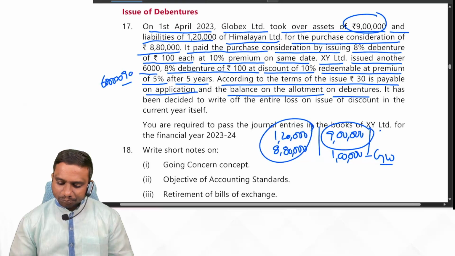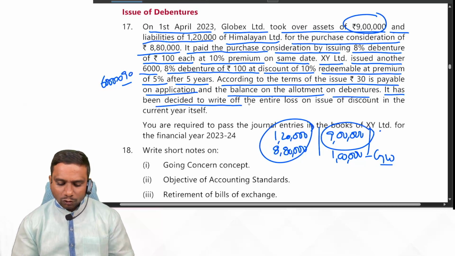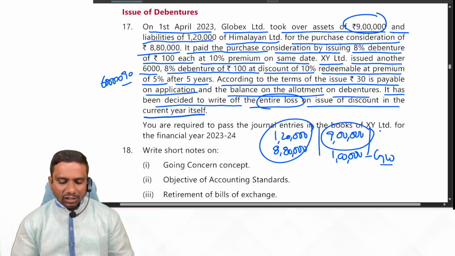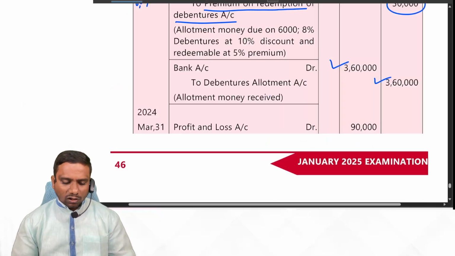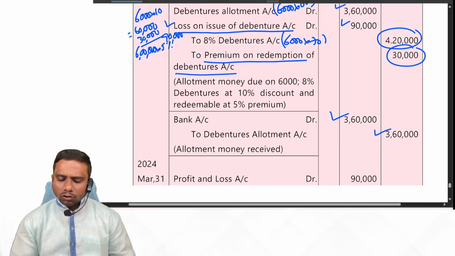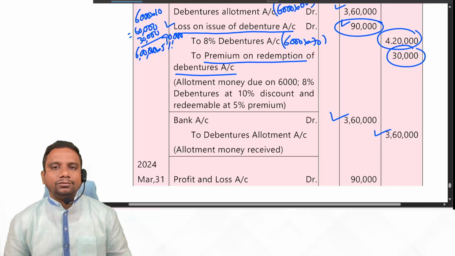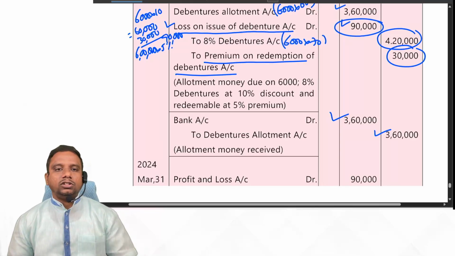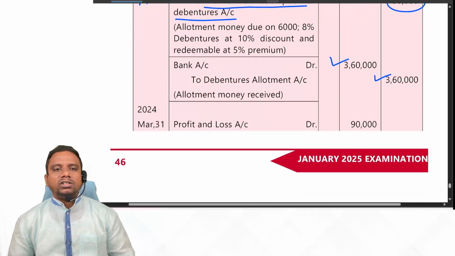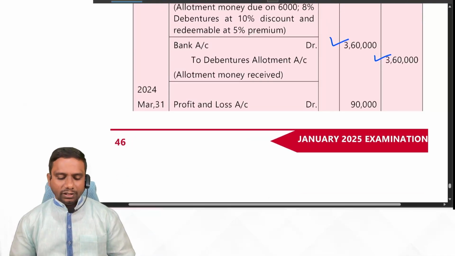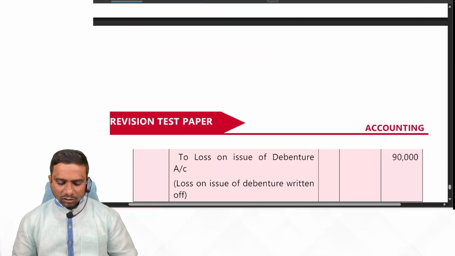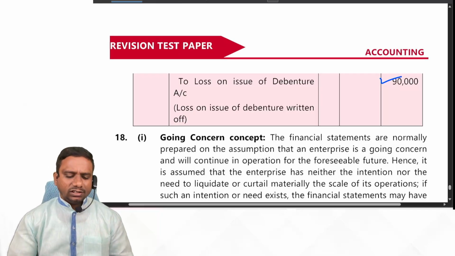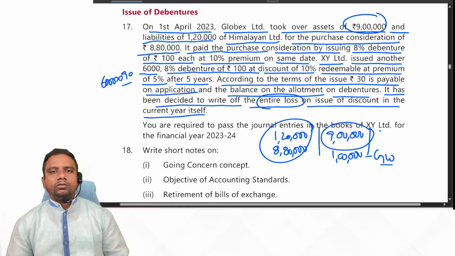Next they said it has been decided to write off the entire loss on issue of debentures in the current year itself. Generally, this loss is written off over the period of the debenture life. But the company decided to write off the total 90,000 rupees in the first year itself. So what is the entry we record? Profit and loss account debit to loss on issue of debentures. This is also a very simple debenture problem.